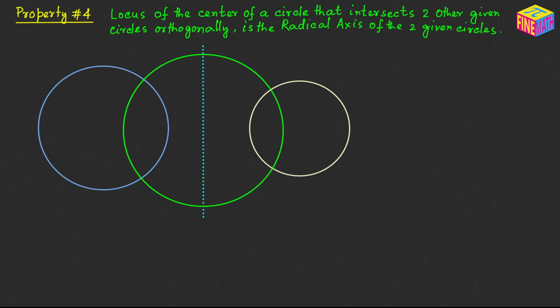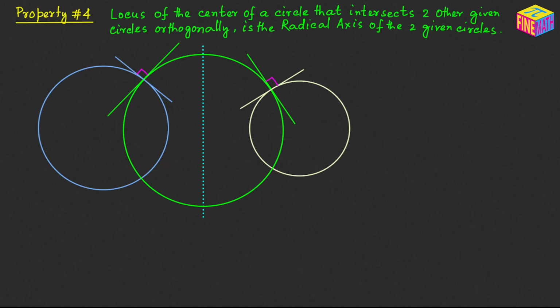That means the tangents at the points of intersection will be perpendicular to each other, and I have drawn the tangents just to show that this is such a circle, the green colored circle. It is such a circle that intersects the two given circles orthogonally, and in that case the locus of the center of this green colored circle will be the radical axis. Now how to prove it?